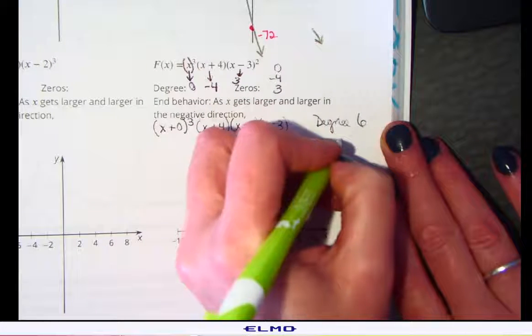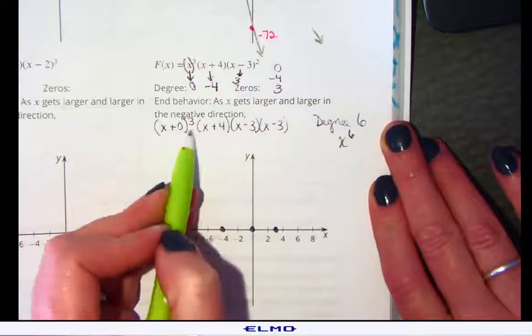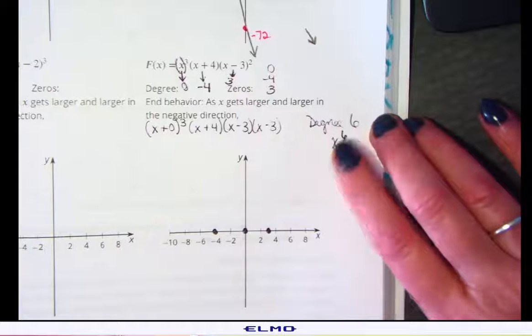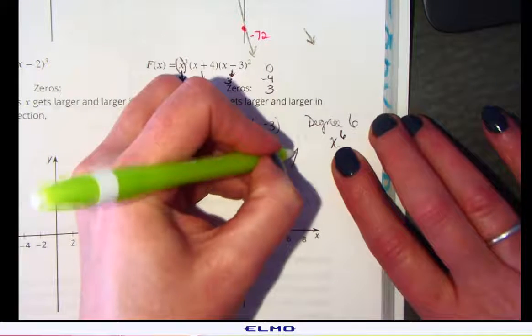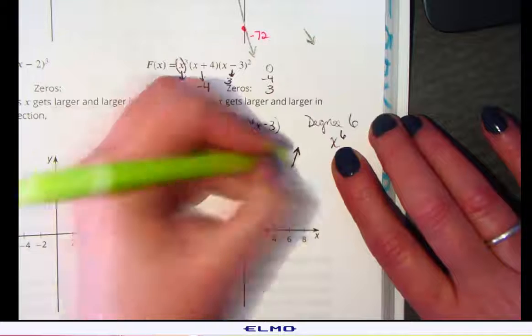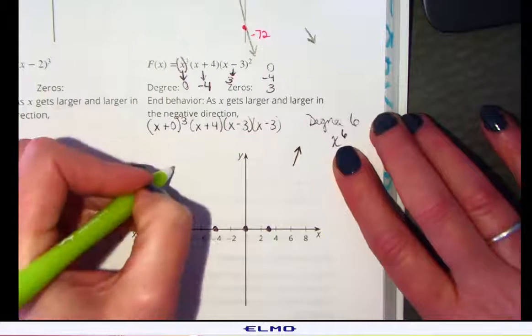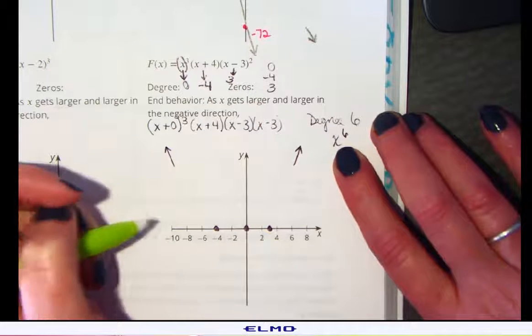And the leading term would just be x to the 6th power, because these are all positive x's that we have going on here. So a positive leading term, positive leading coefficient, ends upward on the right. Even number has the same end behavior on the left. So we have up, up end behavior.